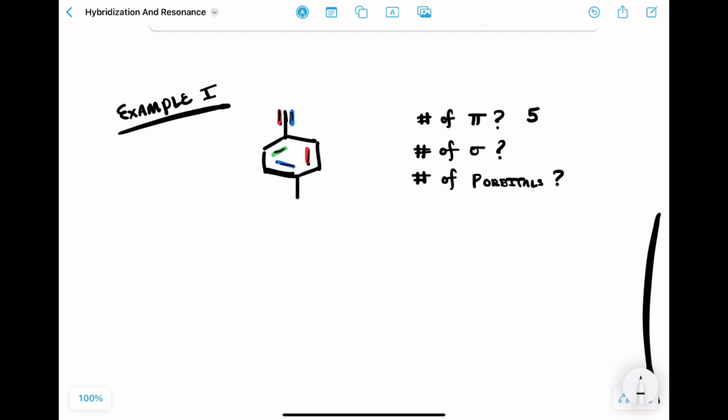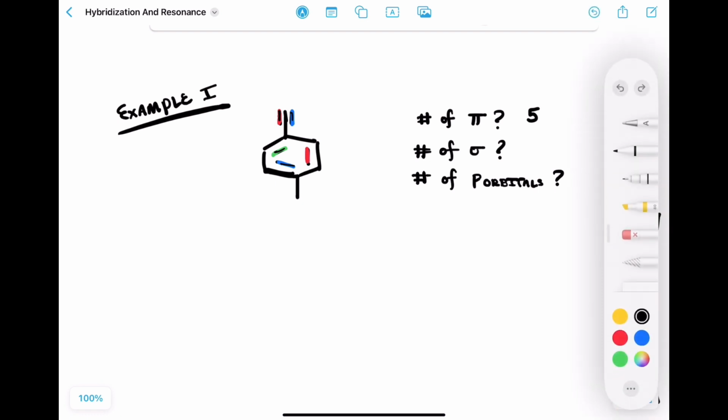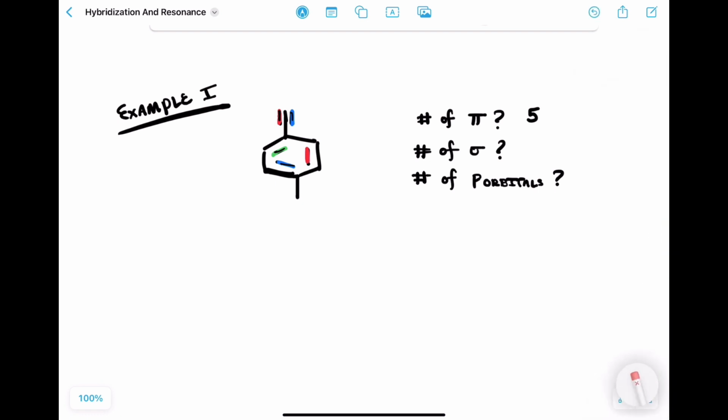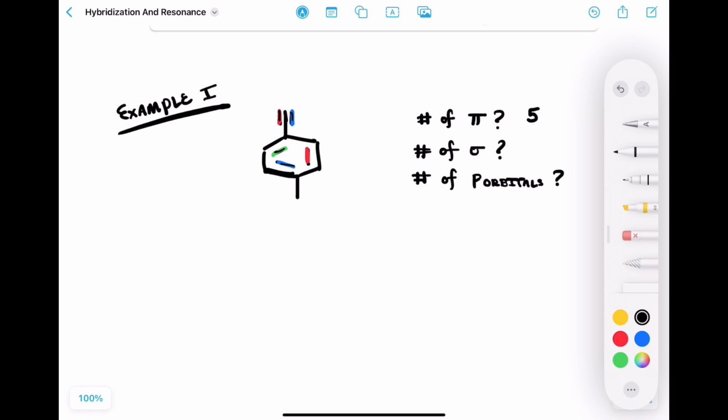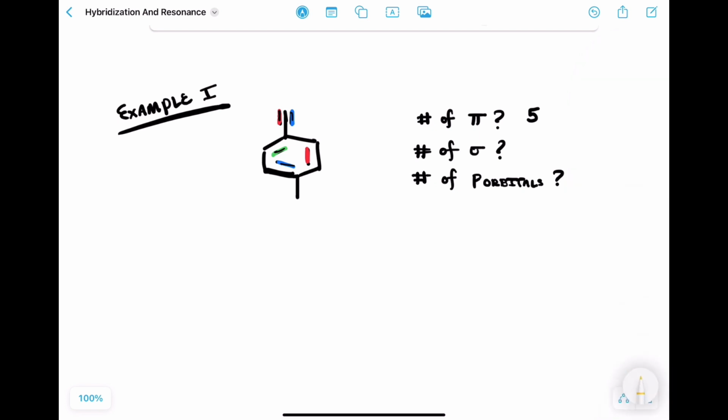Right, now let's take a look at the number of sigma bonds. Sigma bonds are basically single bonds or the first bond in a double or triple bond. So this would be a sigma bond, that would be a sigma bond, that's another one, that's another one, there's another one, there's another one, there, and there. So let's count that up. So we have 1, 2, 3, 4, 5, 6, 7, 8, 9. So we have a total of 9 sigma bonds.